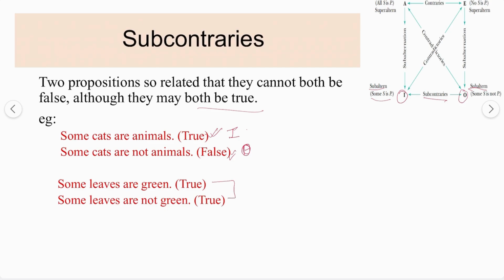Now can they both be true together? Yes, according to the definition, they cannot both be false although they may be true. Some leaves are green, this is true. Some leaves are not green, this is also true. So that means they can be true together but cannot be false together.